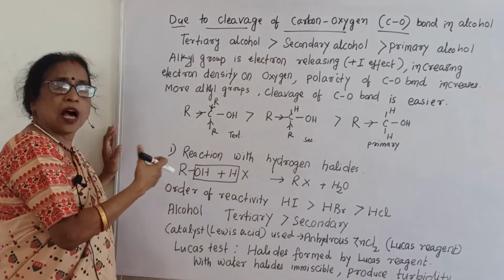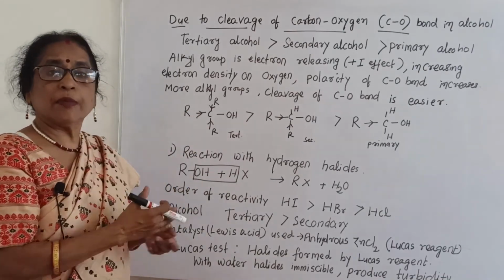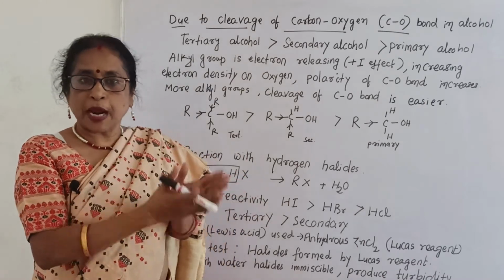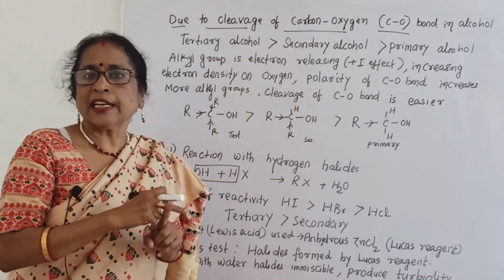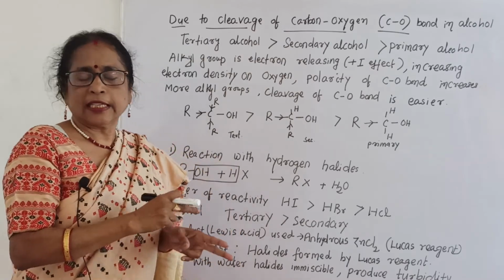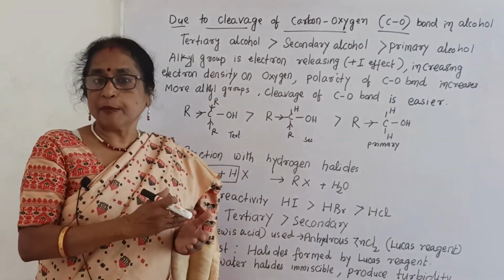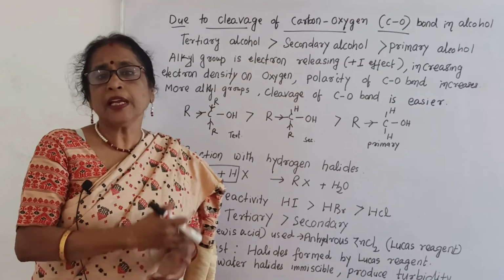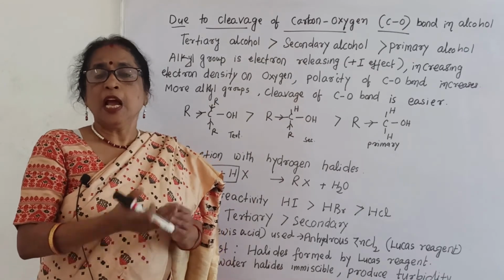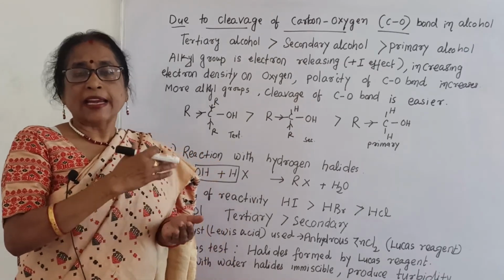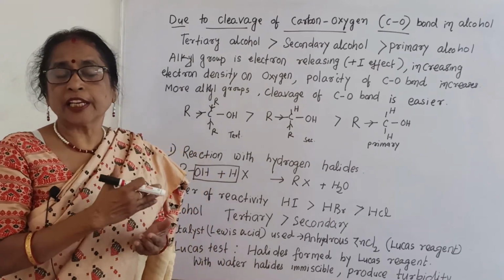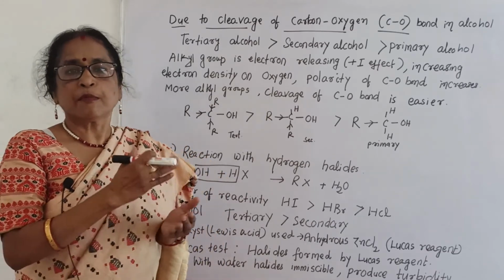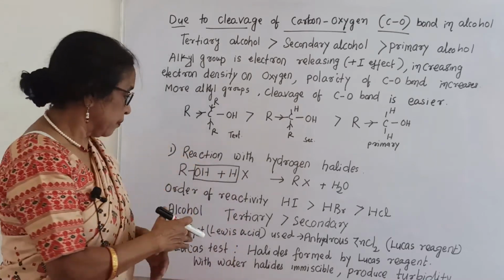But when it comes to alcohol, what happens? Because you know alcohols are of three types: primary, secondary, tertiary. In primary 1 R, in secondary 2 R, and in tertiary 3 R. R means alkyl group. Alkyl group means electron releasing capacity, and that is more. And that is the plus I effect, plus inductive effect. Then what happened?